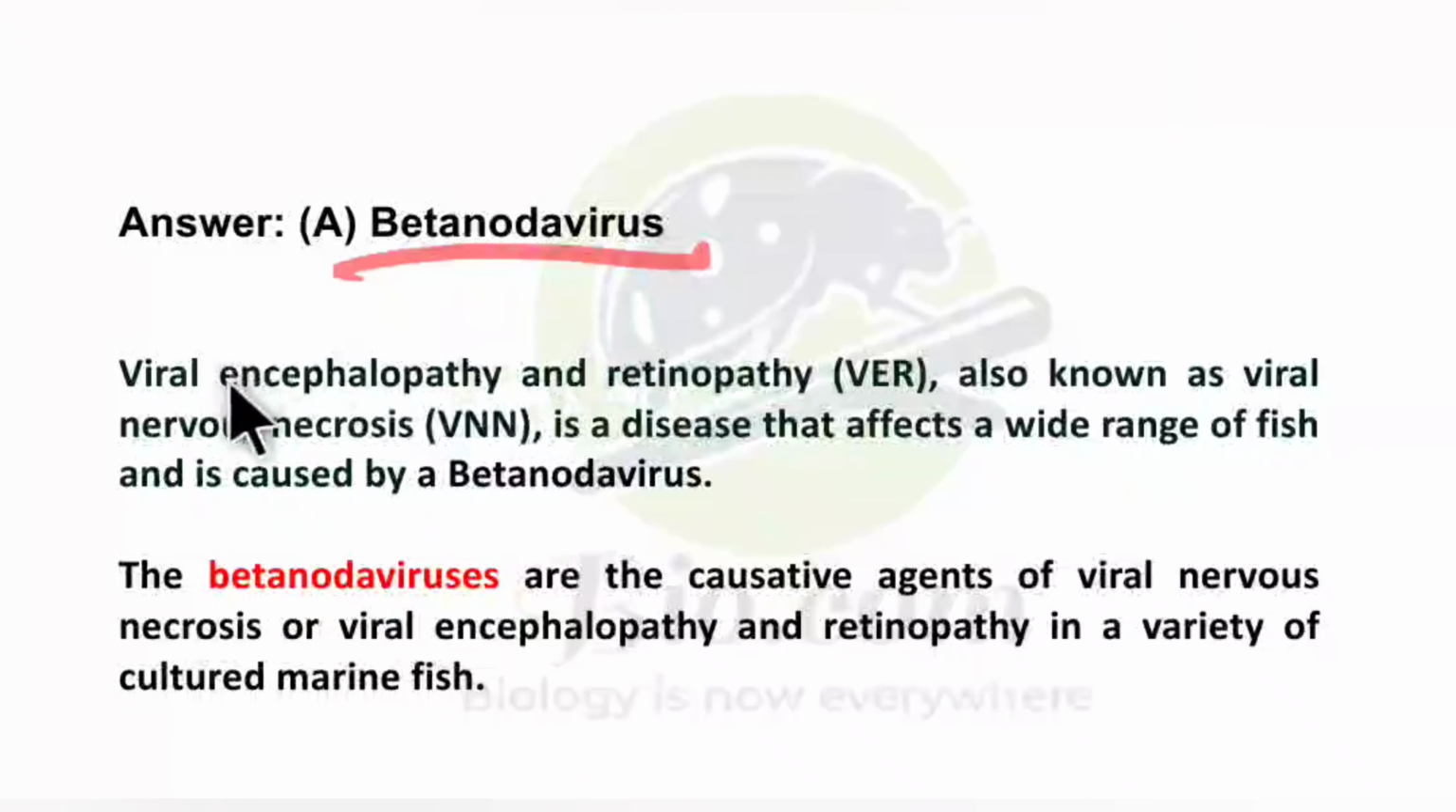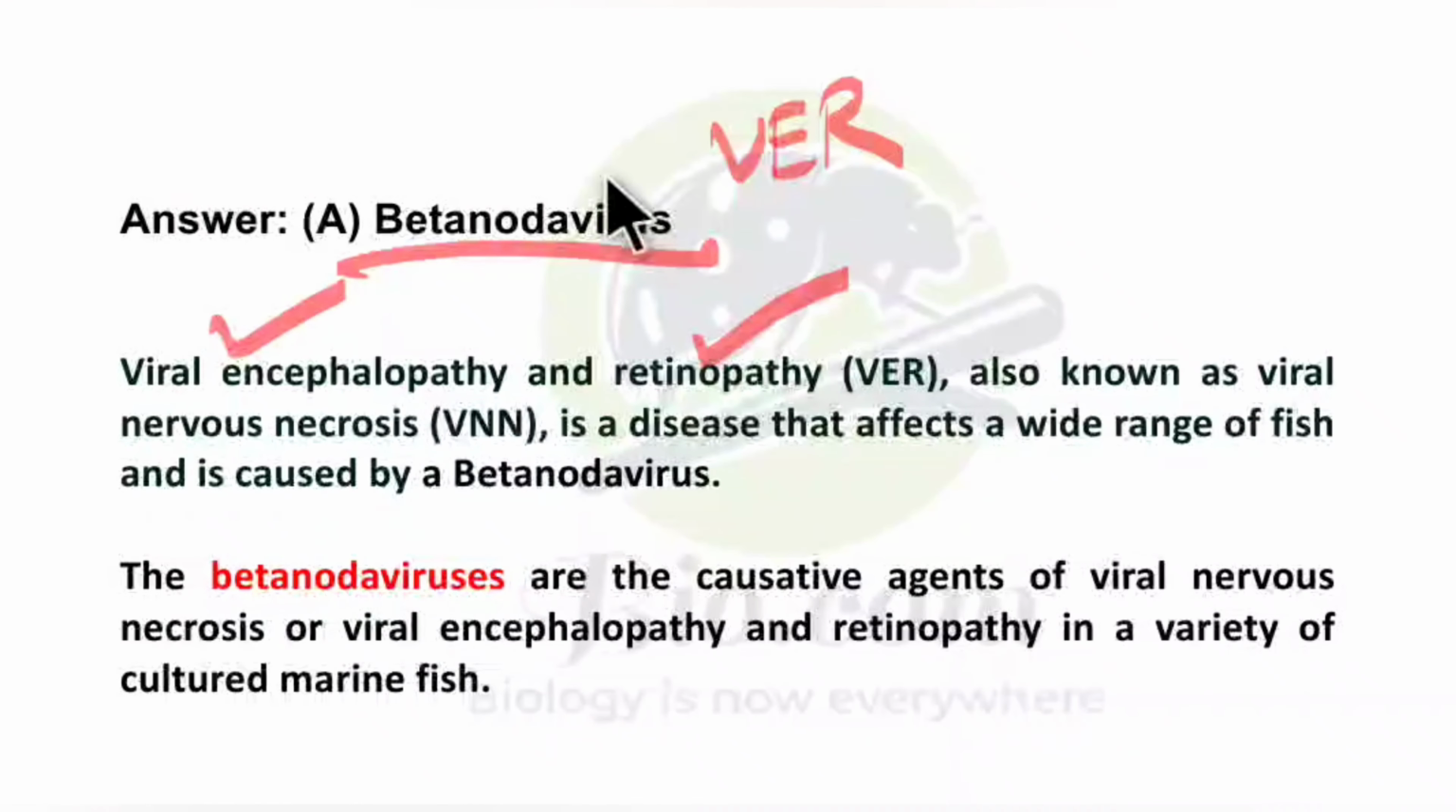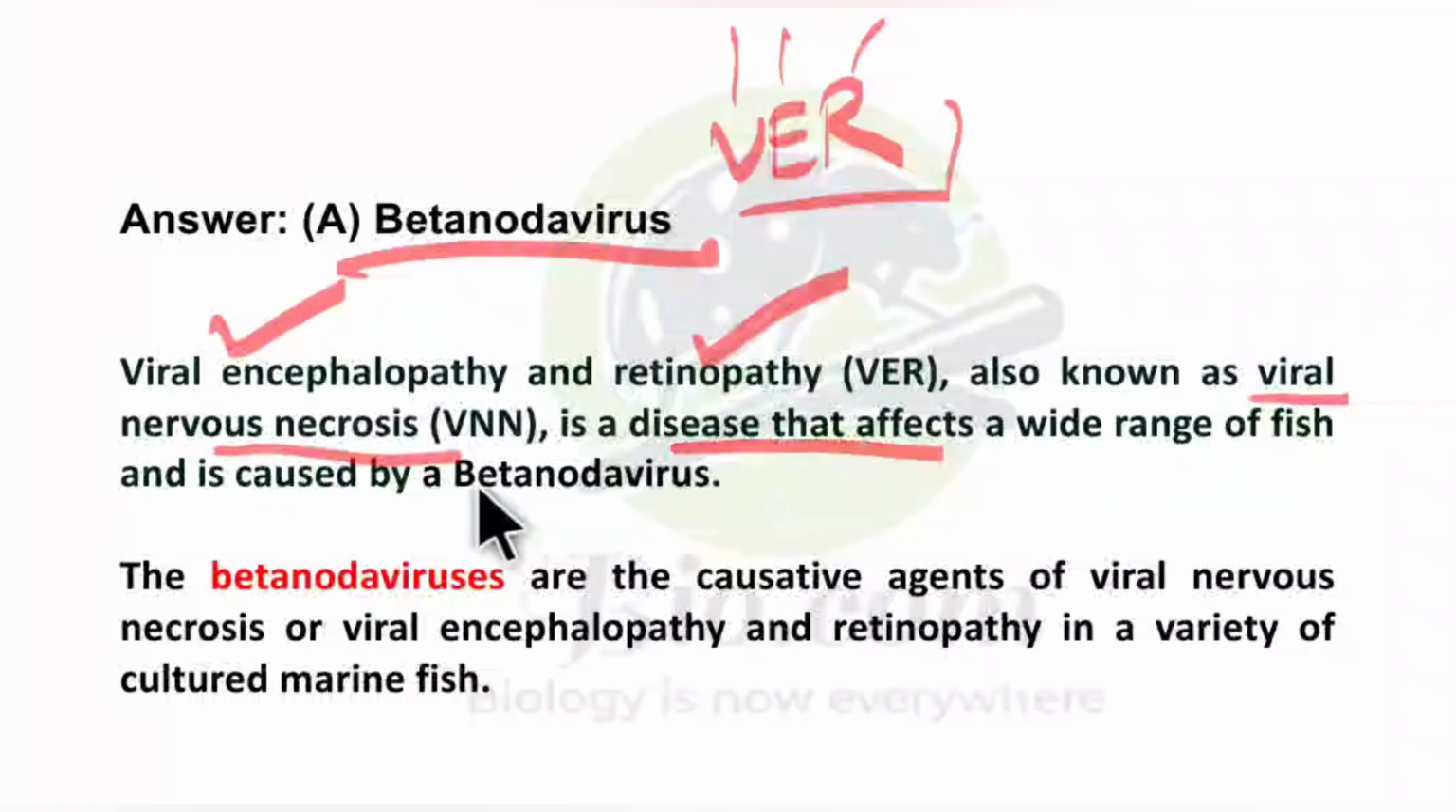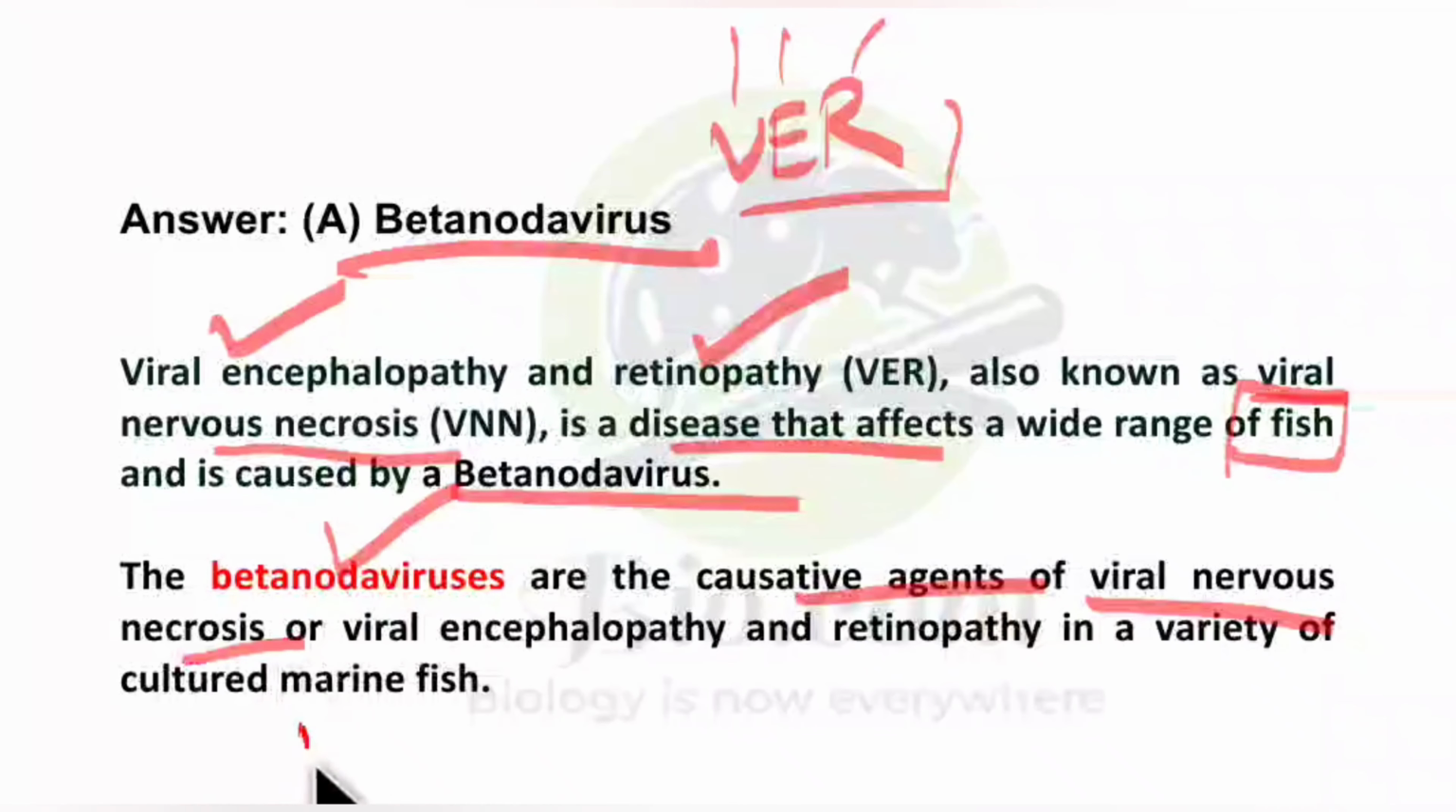It means the causative agent of viral encephalopathy and retinopathy, that is VER, V for viral, E for encephalopathy and R for retinopathy. VER is also known as viral nervous necrosis, VNN, which is a disease caused by the betanodavirus, particularly in fishes. So betanodaviruses are the causative agents of viral nervous necrosis, VNN, or VER, viral encephalopathy and retinopathy.